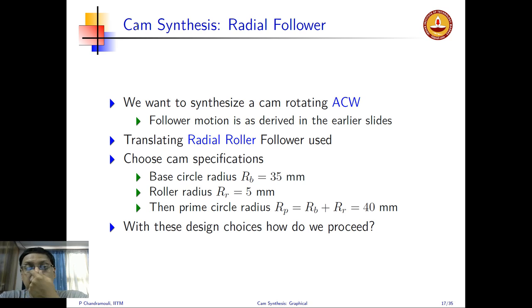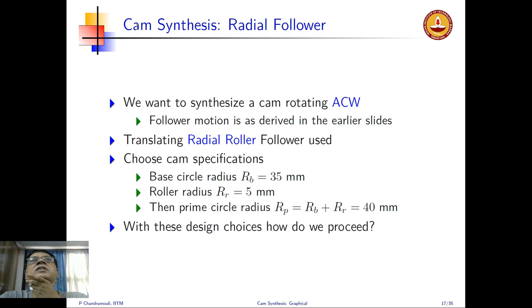offset follower. Okay, now the last tail end of the last lecture I was saying that we have seen the follower motion. I'm going to choose a 345 curve to basically go through the design. We assume that the cam is rotating anti-clockwise. The follower motion is as we have derived in the previous slides. The translating radial follower is what I'm going to choose.